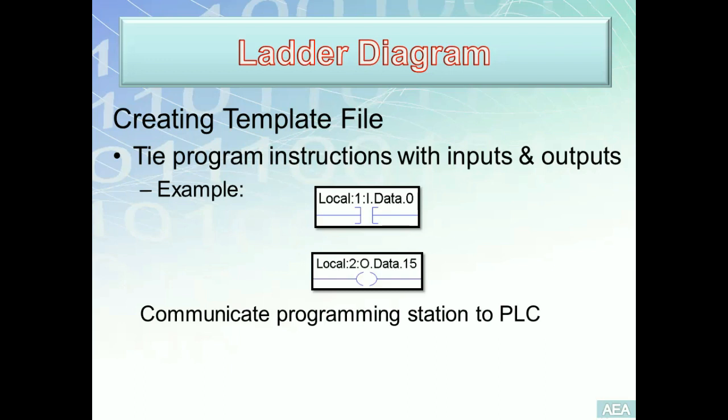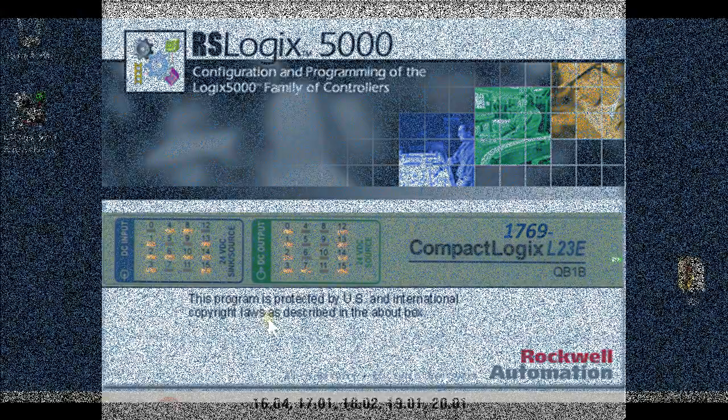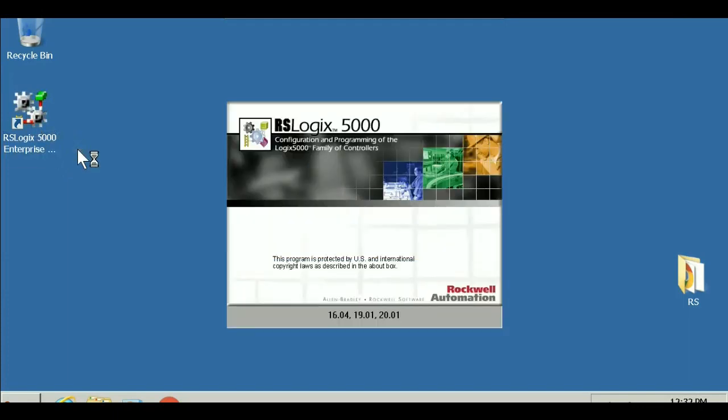Now, I'm going to guide you through the two-step process in order to create a template file for a CompactLogix PLC using RS Logix 5000 software. The first step is to locate the RS Logix 5000 icon on the desktop. Double-click on this icon and the software is going to start up right now.